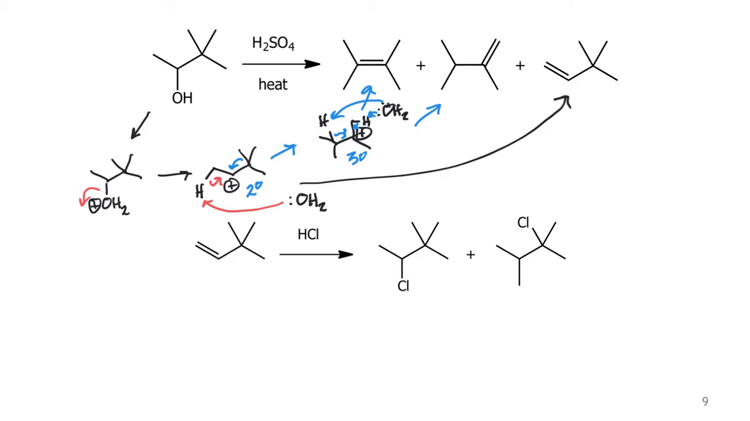And so the key transformation in all of this is the rearrangement of the carbocation from a secondary to a tertiary. And those rearrangements are very, very fast. And so we would typically find that the major products would be those of the rearrangement, and the minor product would be the unrearranged.